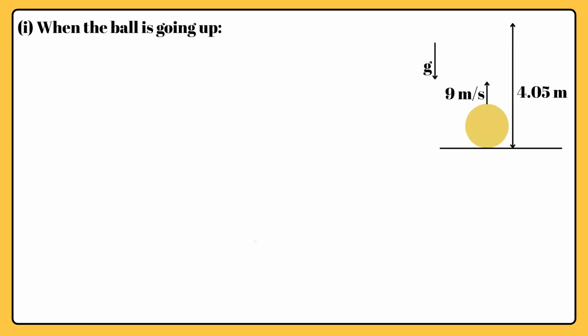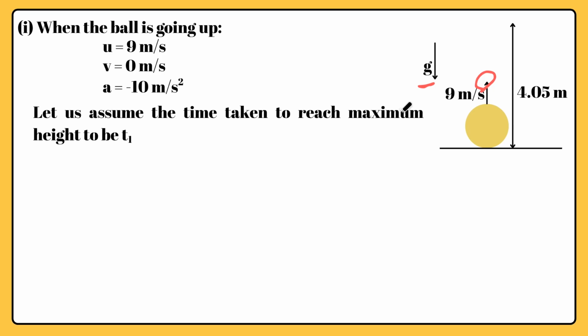Let us first take only part 1 of the ball's journey. In the first part, the ball is thrown up with initial velocity 9 meters per second, and when it reaches the maximum height, its velocity will be 0. As we have seen just now, the direction of g is downwards, but the ball is moving upwards, so the acceleration of the ball is minus 10 meters per square second. Let us assume that the time in the first part of the journey is t1, and we need to find out the value of t1.